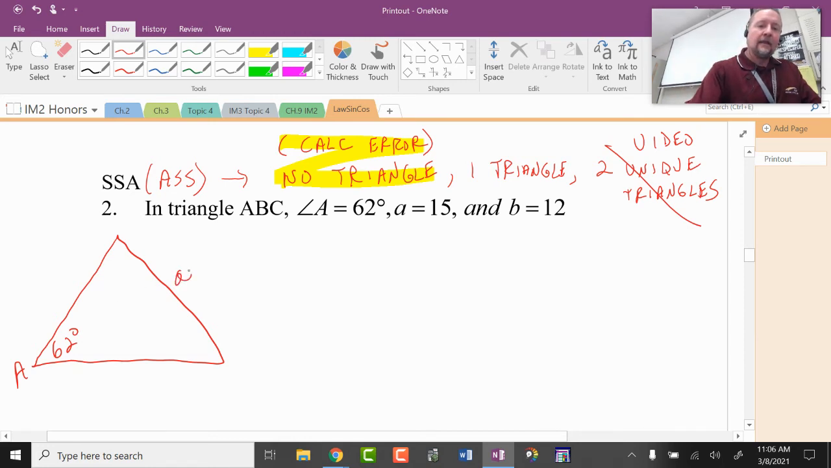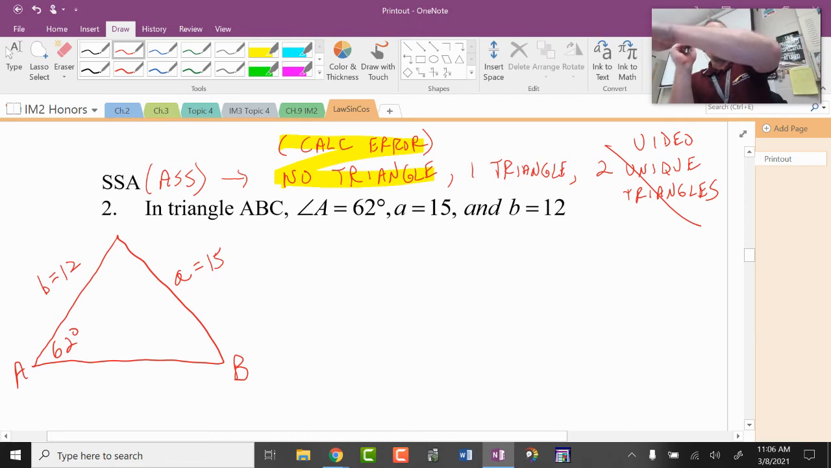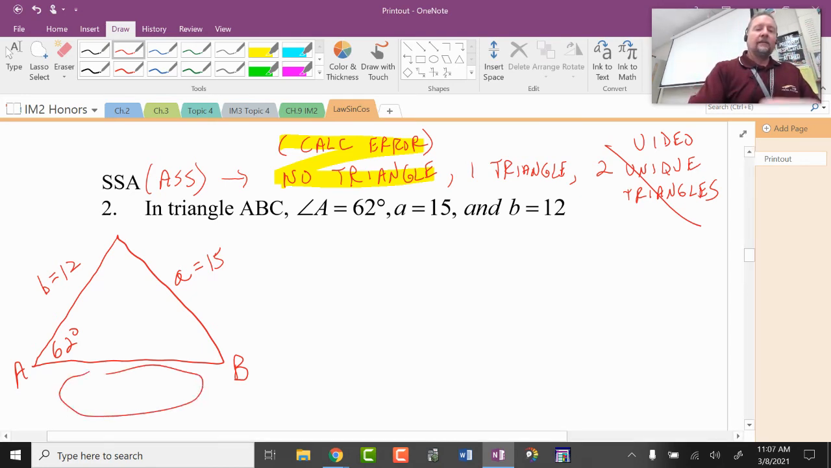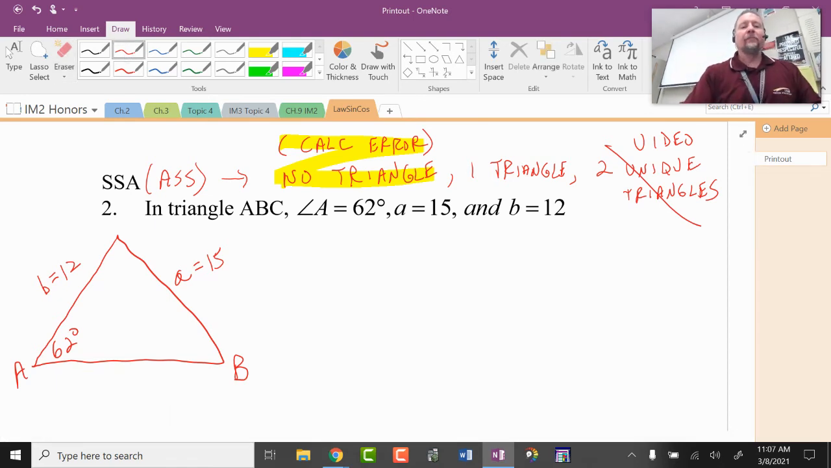So A, B. I couldn't care less where you put it, I like putting it here, B. Okay, so understand why this is ASS. I've got an angle and then the 2 sides right after that. You cannot find this side through the Pythagorean theorem, because this is not a right triangle. So the only thing you could find first is angle B.